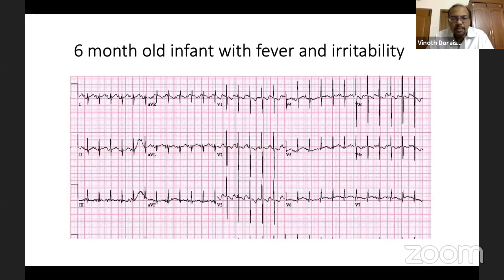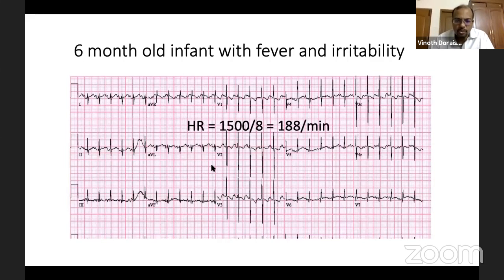Okay, so this is a 6-month-old infant with fever and irritability. So again, this patient is having a P wave followed by a QRS, P wave followed by QRS. It's difficult to see sometimes with this tachycardia. And a normal P wave axis, which is positive in 1, 2, and AVF. So it is a sinus rhythm only.